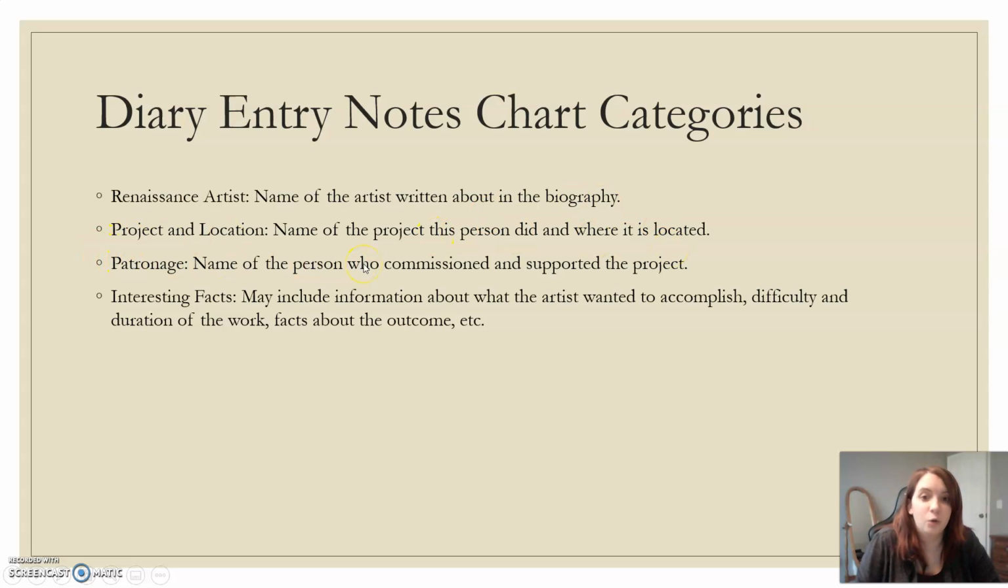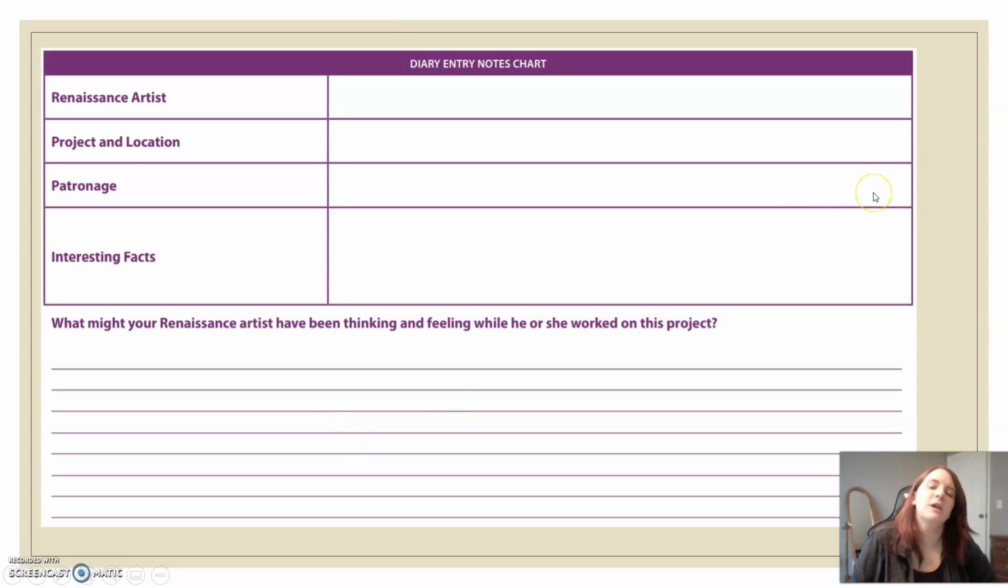Patronage. Who commissioned it? Who paid for it? Who helped them? And then interesting facts. This is really broad because it could be an accomplishment, maybe something difficult that was going on. How long did it take them? What happened afterwards? That's where you can be a little bit more creative for this part. So this is what your diary note chart should look like.